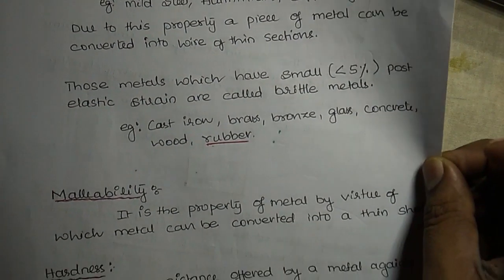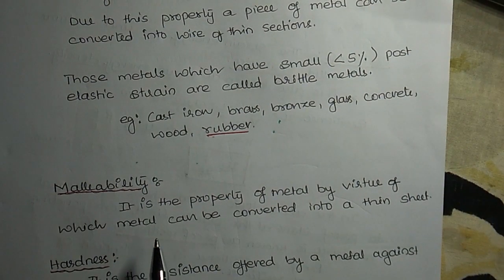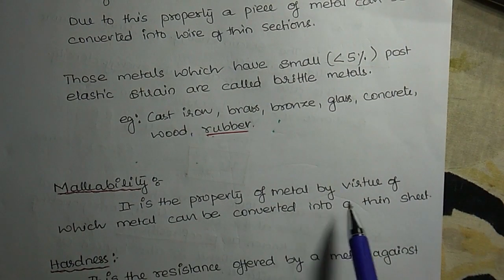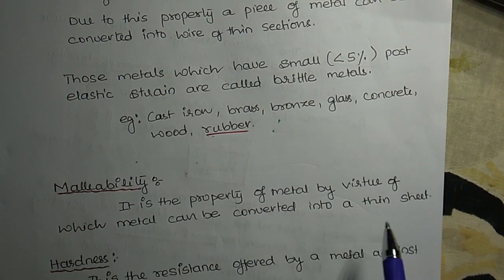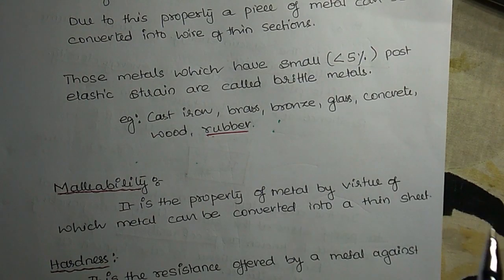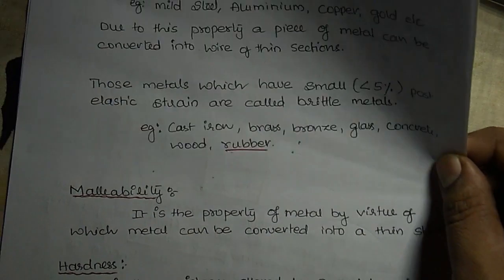Coming to the next property, that is malleability. It is a property of metal by virtue of which metal can be converted into thin sheets. Okay, I think there is no complication in that.